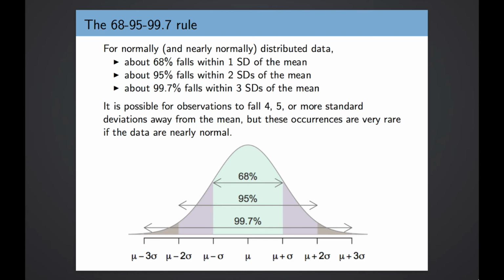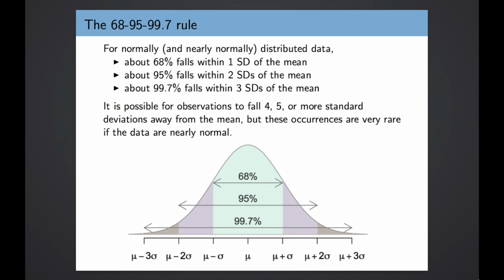The last thing that we're going to talk about in this lecture is the 68, 95, 99.7 rule for normal distributions. So for normally distributed data and nearly normally distributed data, the following rule holds. About 68% of observations are going to fall within one standard deviation of the mean. So 68% of observations fall between one standard deviation below the mean and one standard deviation above the mean. About 95% of observations fall within two standard deviations of the mean, and about 99.7% of observations fall within three standard deviations of the mean.